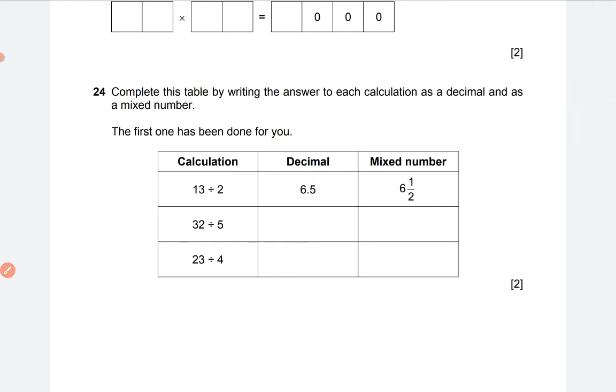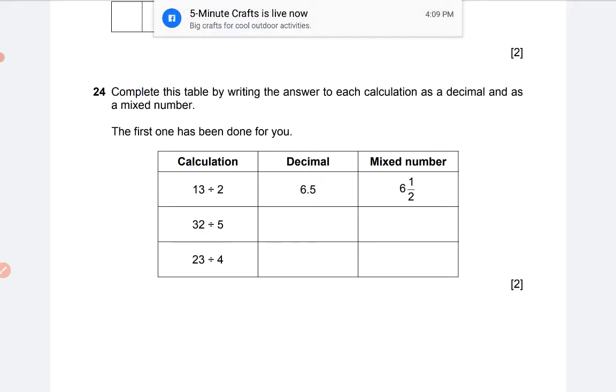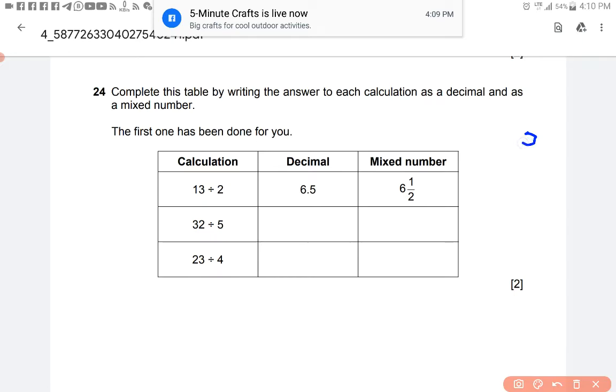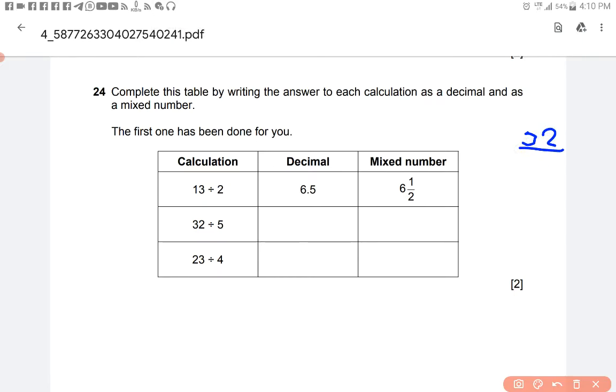Now complete this table by writing the answer to each calculation as a decimal and as a mixed number. The first one has been done for you. 13 divided by 2 equals 6.5, and as a mixed number 6 and a half. Now 32 divided by 5, you can make it as a mixed number, 32 over 5, it will be 6 and 2 over 5.